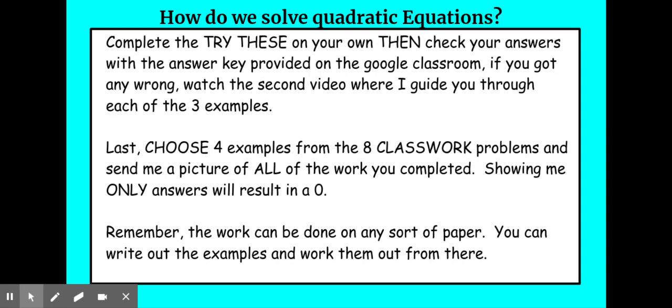A lot of you are showing me a lot of answers, which is great. I know Photomath is helping a lot of you get these answers, but that's not going to help me see that you're getting the work down. So I need to see work, or else you're going to have a result of a 0, okay? And remember, the work can be done on any sort of paper. You could write out the examples. You could work them out from Kami. You can work them out on a piece of paper. I don't care. I just want to see what you're doing so I know that you're getting the lesson. Okay? Email me if you have any questions.